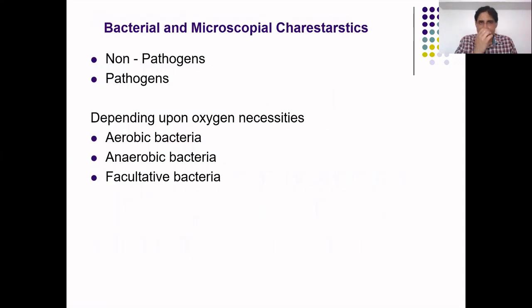Then the bacterial and microscopical characteristics: pathogens and non-pathogens. Basically, pathogens are the disease-causing ones, non-pathogens are not. And depending upon the oxygen necessities, there are aerobic bacteria, anaerobic bacteria, and facultative bacteria. Right, class? So this was about water quality and the tests to ensure the quality of the water. We have guidelines and parameters to ensure whether the water is potable or not.